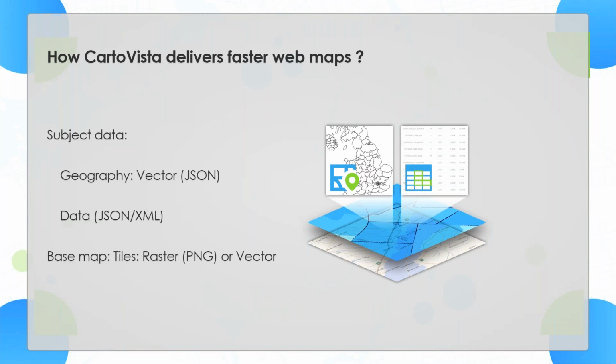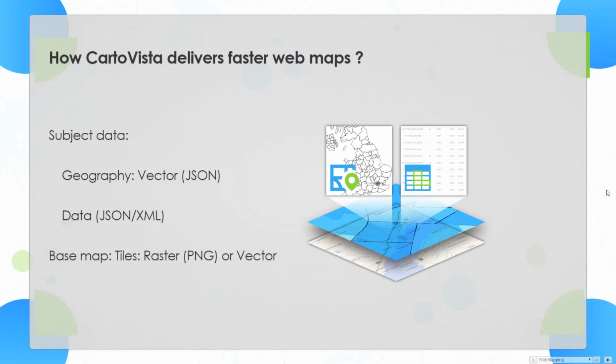So how is it possible? Let me share a little bit of our experience at CartaVista, how we've designed the experience in terms of web mapping. So we have defined a clear separation of the base map and the subject data, the subject data being the data you're interested in. The base map in this case is in raster format. We also have the subject data, which is vector in JSON, which is very common, GeoJSON, and we have the data which can be either JSON or XML. That separation of the geography from the actual data gives us really nice data binding capability. So we can bind all that data together and make it meaningful in the browser.